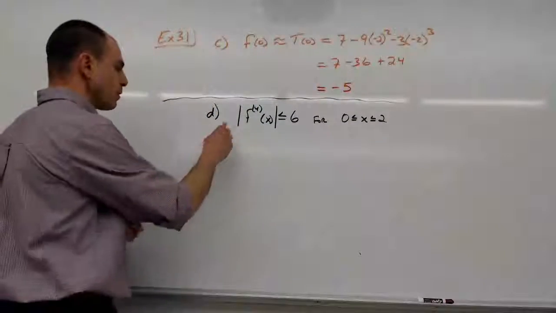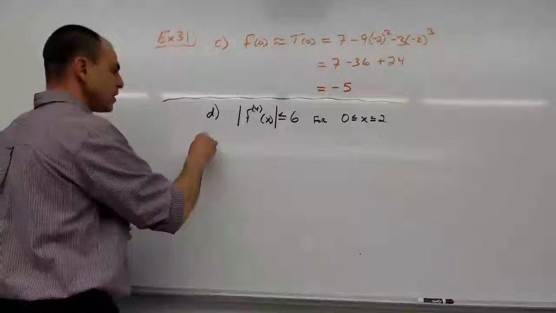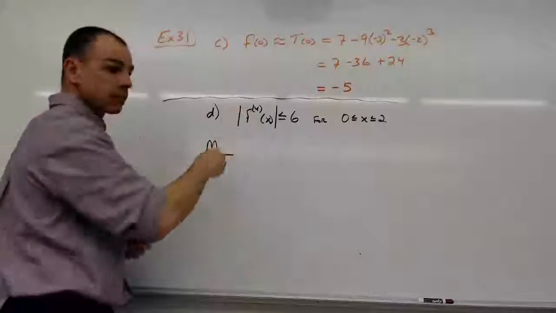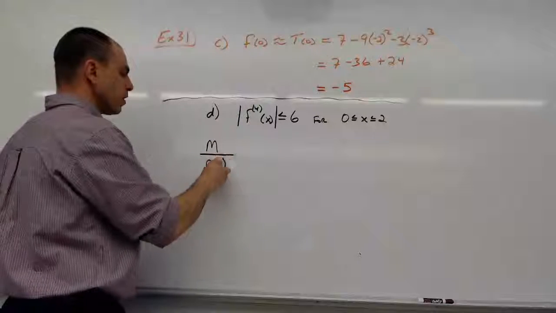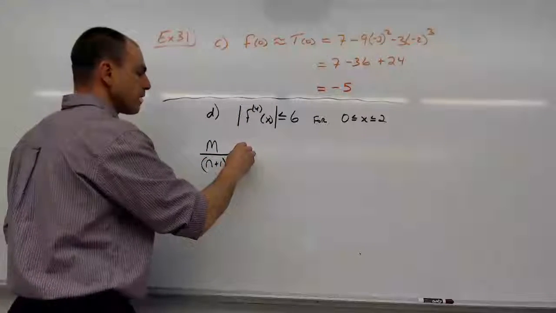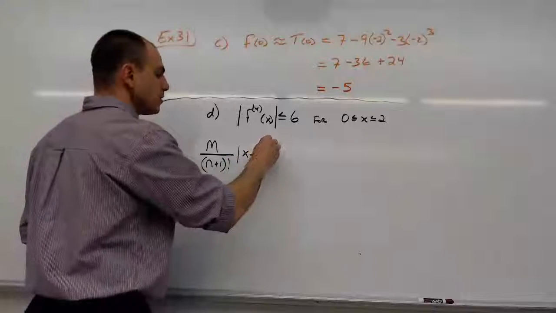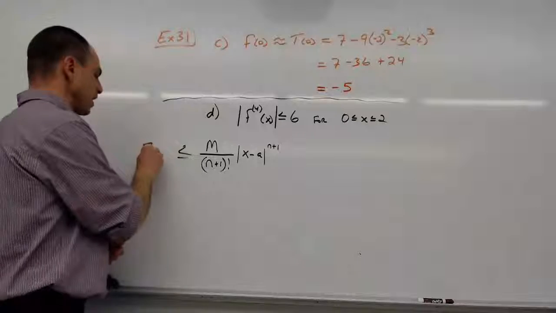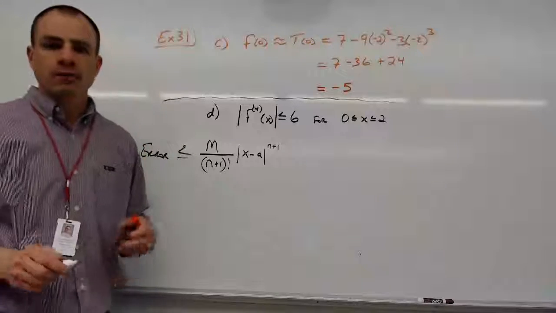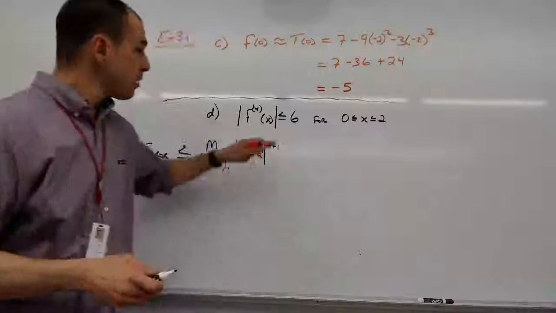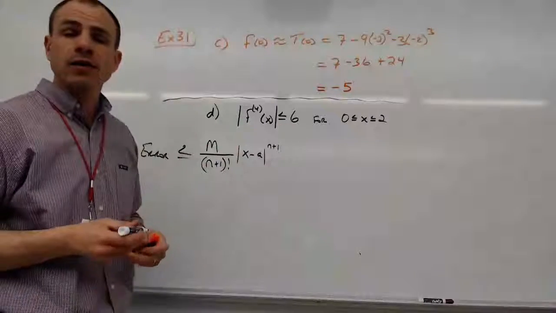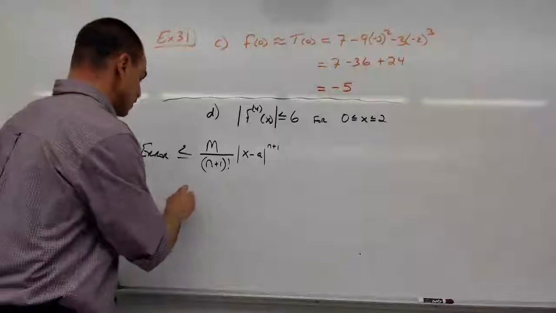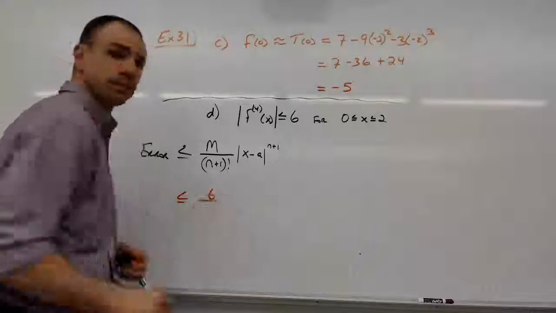Now we know that the formula, all right, is going to be the maximum value of the next derivative over (n plus 1) factorial times the absolute value of x minus a to the n plus 1 power. All right, and our error is going to be less than or equal to that. Okay, so let's just punch in our numbers. We're given right here the maximum value of the fourth derivative is 6. So 6 is going to head into our numerator.